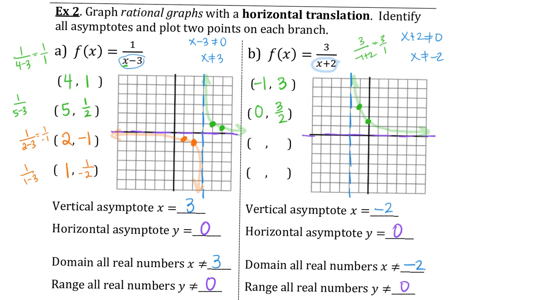Let's pick a couple numbers to the left of my vertical asymptote, -3, -4. And you could use different points. These ones just happen to be convenient. Okay, so if I do 3 over -3 plus 2 is -1, so -3. 3 over negative 4 plus 2, negative 2, so negative 1.5. And again, use your asymptotes to guide your graph.